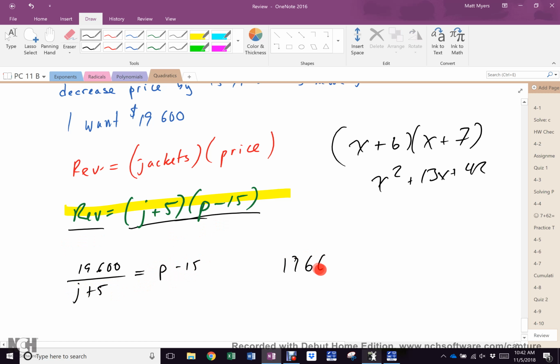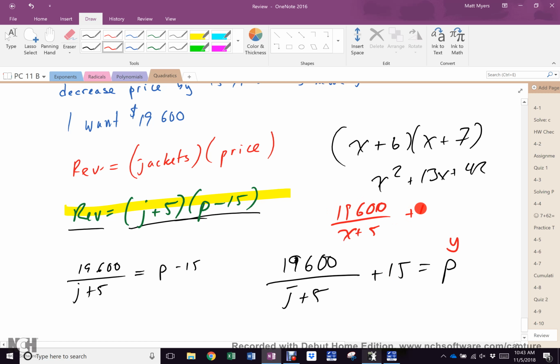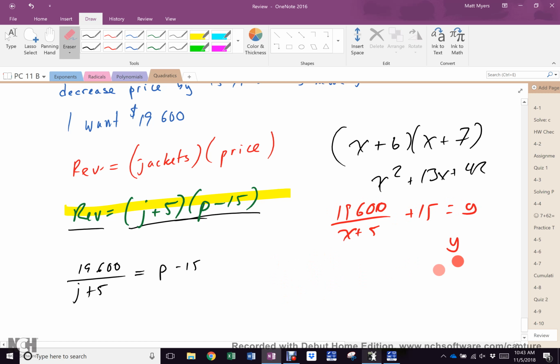So 19,600 over J plus 5 plus 15 will equal what? P. That P is what? Is it an X or a Y? It's a Y. And what's this side? 19,600 over X plus 5 plus 15 equals Y. Now, I notice you guys are all writing stuff down. I said not to because we're discussing this, right?